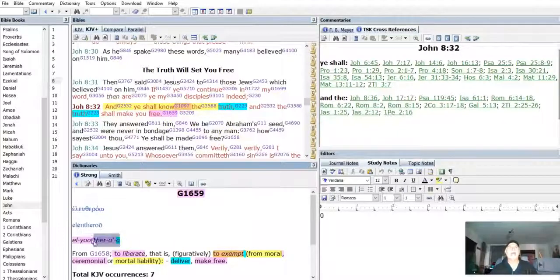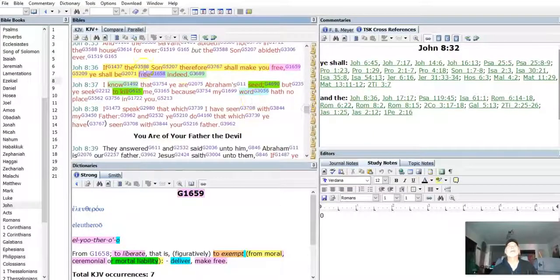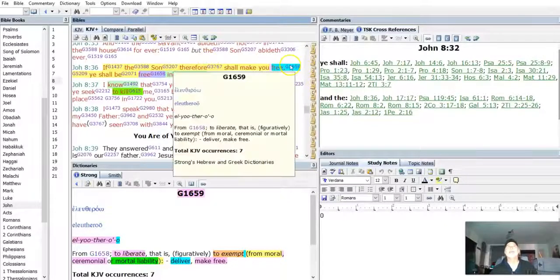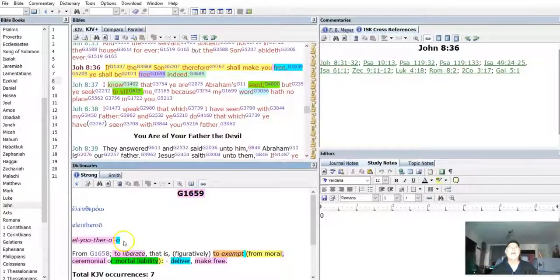Okay, look at the word free, eleuthero. It means to liberate, to exempt from moral, ceremonial, or mortal liability. So you're set free from mortal liability. You're liberated from mortal liability and from moral liability. You're set free. Now watch this, guys. And if the Son shall make you free, I'm going to change the color of this. If the Son shall make you free, look, it's eleuthero. If the Son shall make you free, then you shall be free indeed.